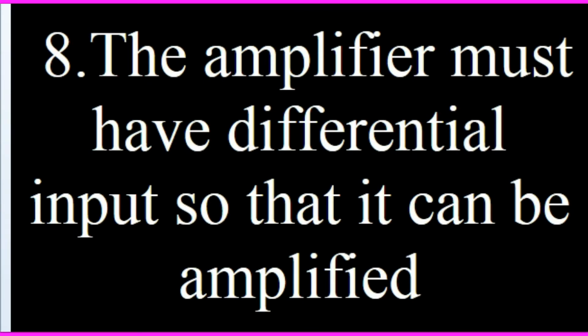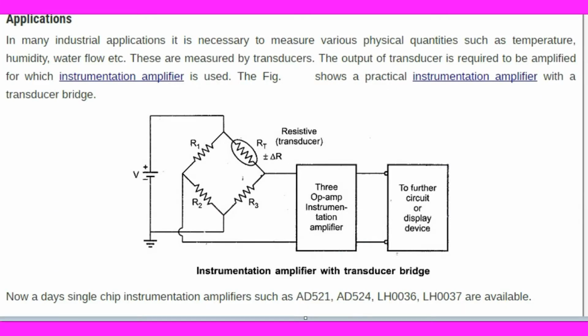The operational amplifier or instrumentation amplifier should have two different inputs. If the inputs become equal, then the instrumentation amplifier will give a 0. So there should be some differential signal at the input. Instrumentation amplifier measures physical quantities like temperature, humidity, water flow, etc. by transducers. But the output of the transducer is quite low and it is enhanced by the instrumentation amplifier.